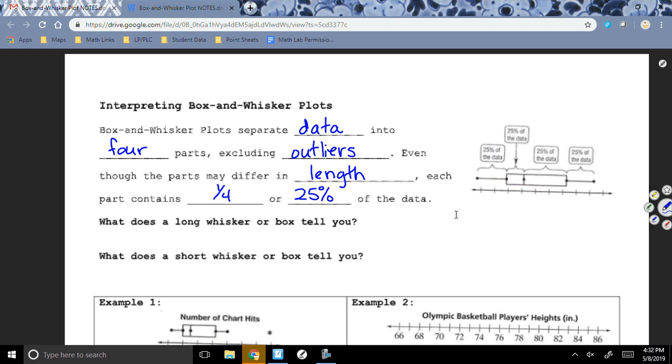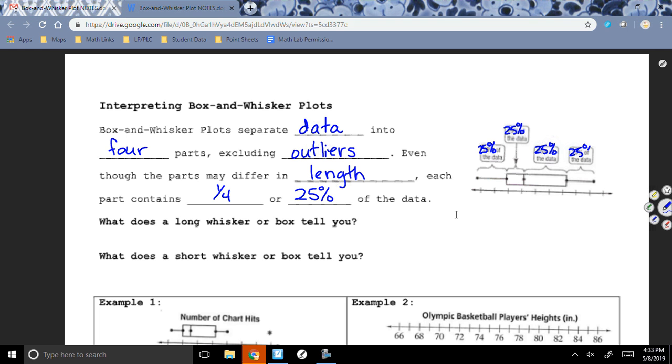So when it asks, what does a long whisker or a box tell you? If you see how this example is, even though all of those are different lengths, they are the same percent of the data. Every single one is 25%. And if that's hard to see on your paper, go ahead and fill that in. 25% of the data for every single section of the box and whisker plot.